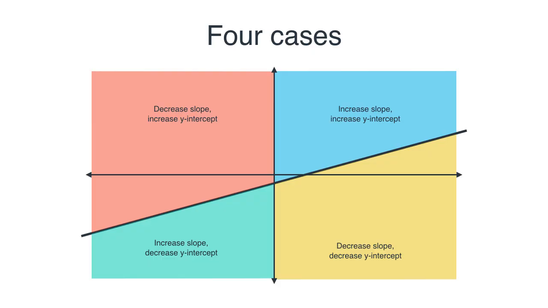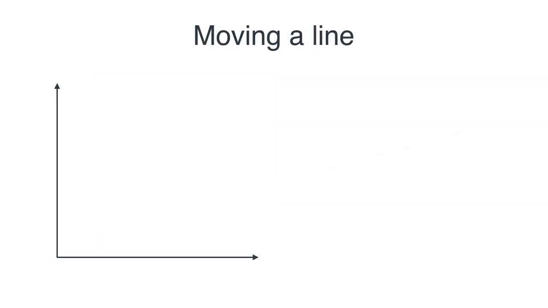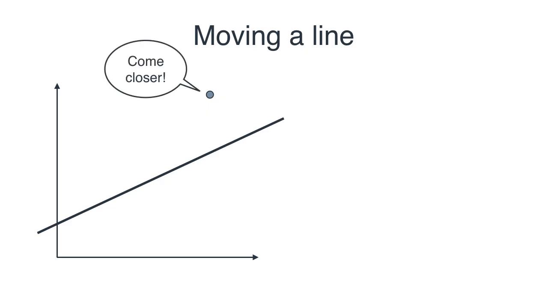So let's get a little bit more mathematical about how to move a line. Here's our point again, our line, and the point says come closer, so we want to move the line in this direction. So a line always comes with an equation. For example, an equation like y equals 2x plus 3. If you've seen y equals mx plus b, this is it. So the 2 is the slope and the 3 is the y-intercept.